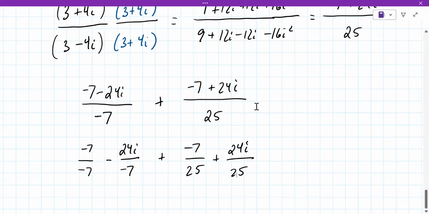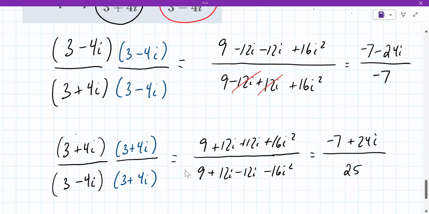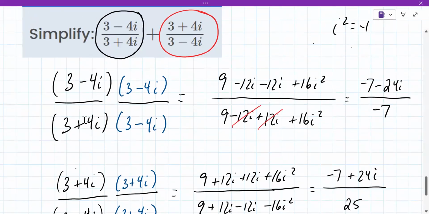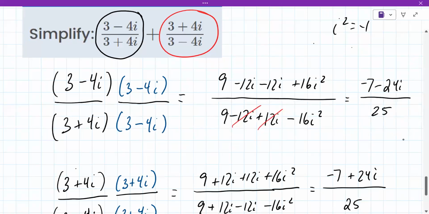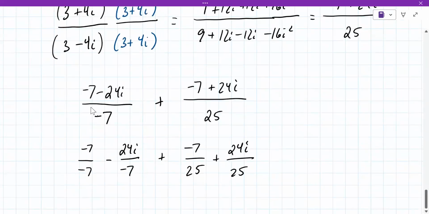Although this isn't working out. Why isn't it working out? Let me check on something here. All right, here's the problem. This was supposed to be a negative. That's the issue there. So this should have been 25, which makes this 25. Now it's going to work out.